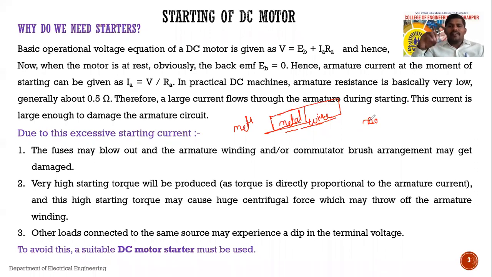Suppose in your agriculture field, the machine or the motor is a 5 HP machine, or it may be a 50 watt machine. If we are using one wire as a fuse element, this is the fuse, and this is the fuse wire that can be connected. What about the melting point of this wire? Whether it is low or high? Low. Okay, so the melting point of this wire will be low.